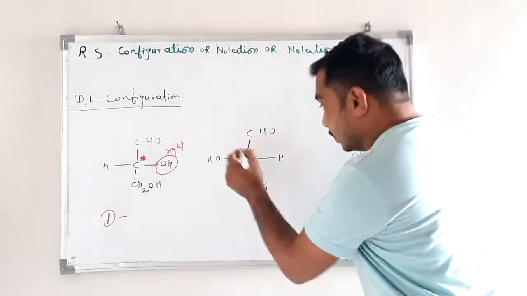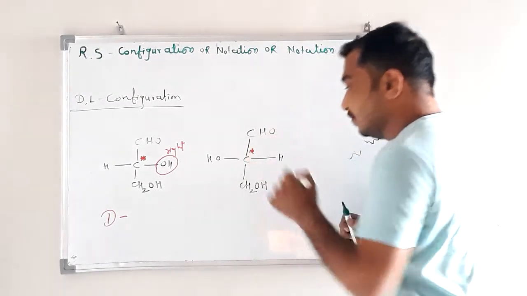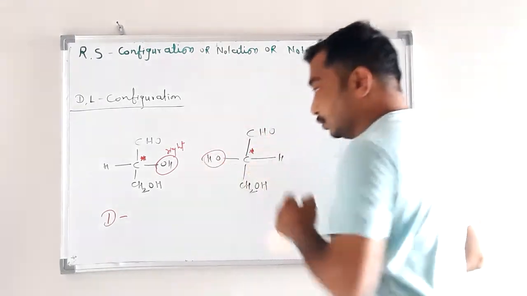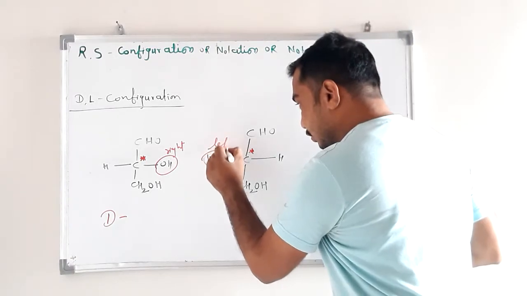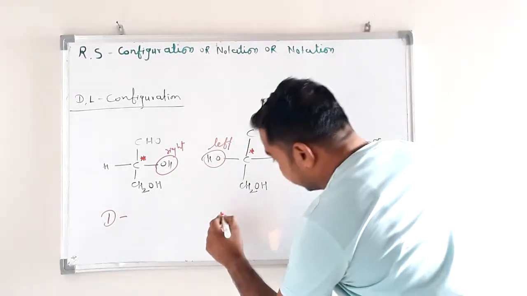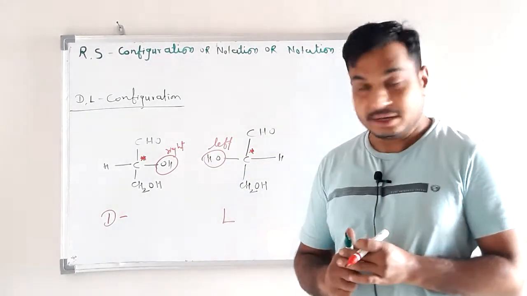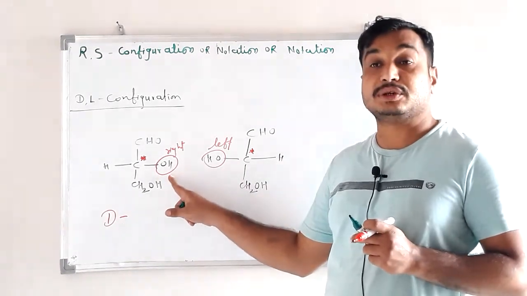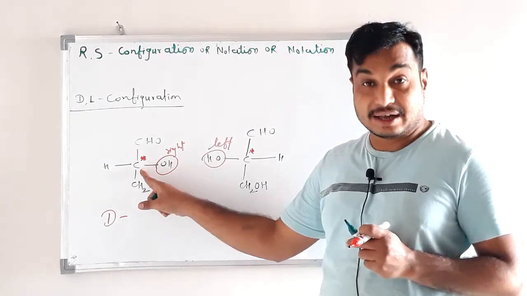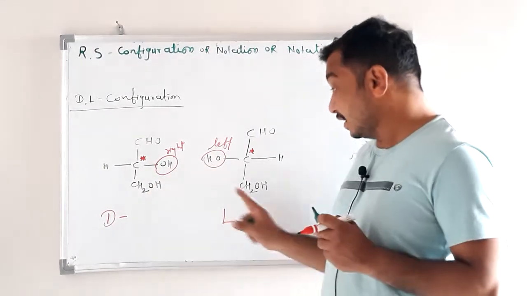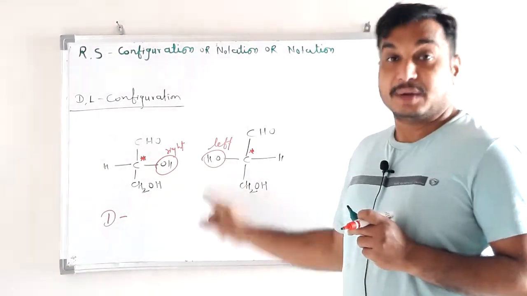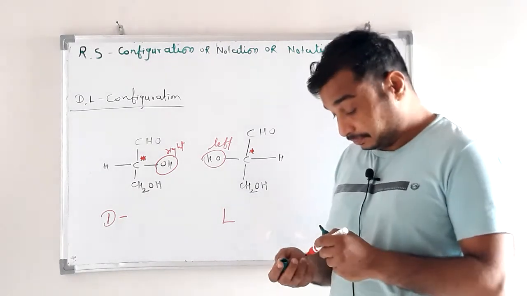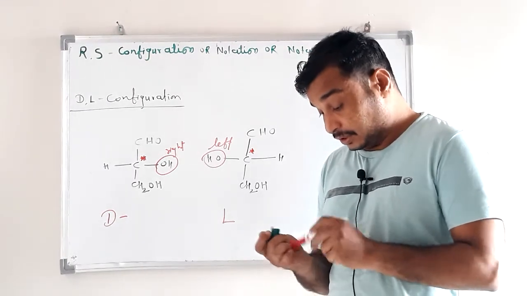And here again the same thing: identify the chiral carbon atom, and again identify the position of the OH group. Here the position of the OH group is on the left side, so it is capital L. Capital D represents only the position of the OH group at the last chiral carbon atom on the right side, and capital L on the left side. This is the meaning of D and L. We have already taken this.